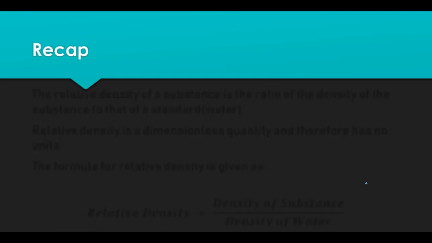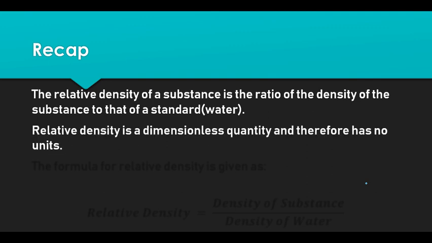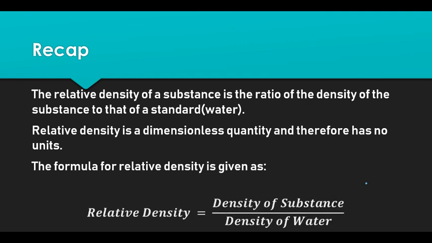Alright, so let's just do a quick recap of what we have learned so far. So we learned that the relative density of a substance is the ratio of the density of that substance to the density of water, which is our standard. Right, and again, the density of water is 1 gram per centimeters cube, or 1000 kilograms per meter cube. And again, the relative density is also a dimensionless quantity, and it has no units.